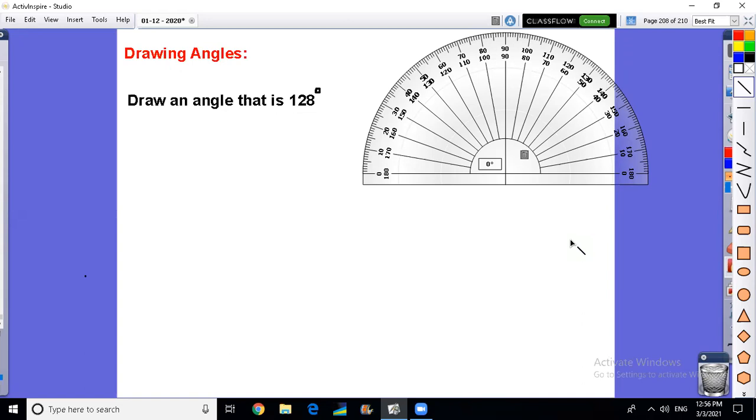And in today's video, we're going to talk more about angles. The first part that we're going to talk about over here is drawing angles. How can we draw an angle?